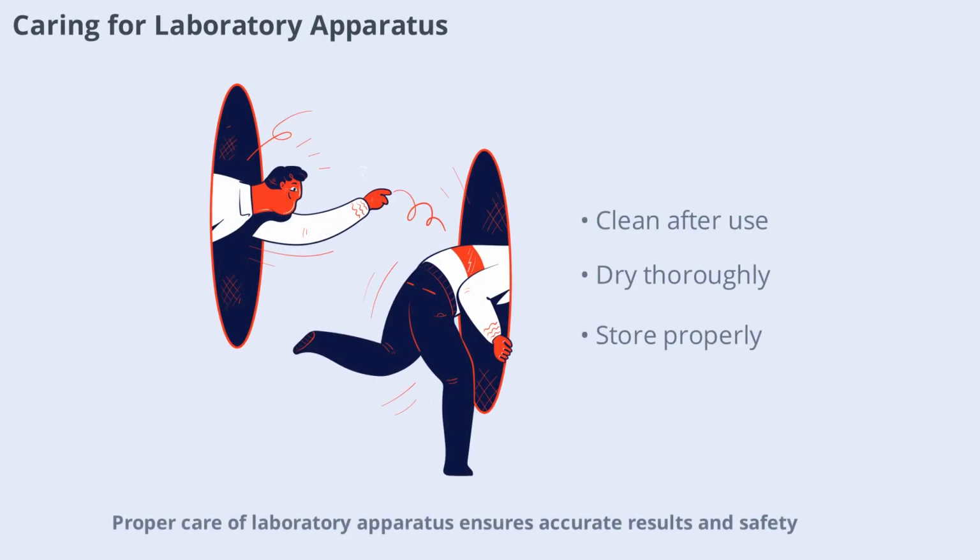Proper care of laboratory apparatus ensures accurate results and safety. After experiments, learners should clean equipment, dry it thoroughly, and store it properly. This prevents contamination and damage, making sure the apparatus is ready for future use. Understanding these steps is important for both practical exams and safe laboratory practices. Always handle equipment with care and follow your teacher's instruction.